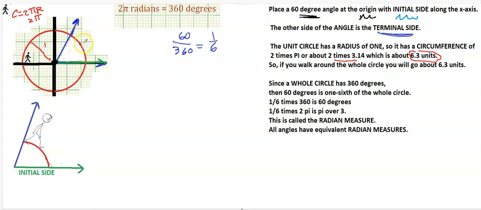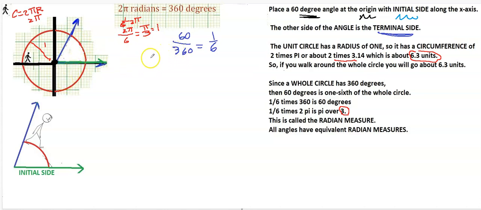How far along the arc would I walk with the 60 degrees? Well, I'd go 1/6 of the way. What's 1/6 of 2 pi? Multiply 1/6 times 2 pi, and you get 2 pi over 6, or pi over 3. So pi over 3 is equal to about 3 units divided by 3, because pi is about 3, so about 1 unit. So I'd walk about 1 unit.